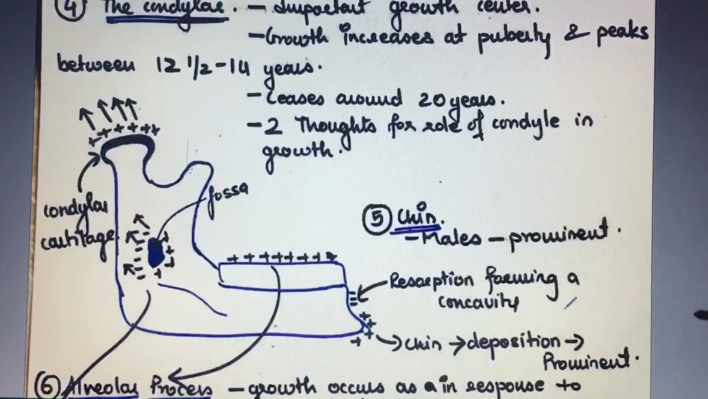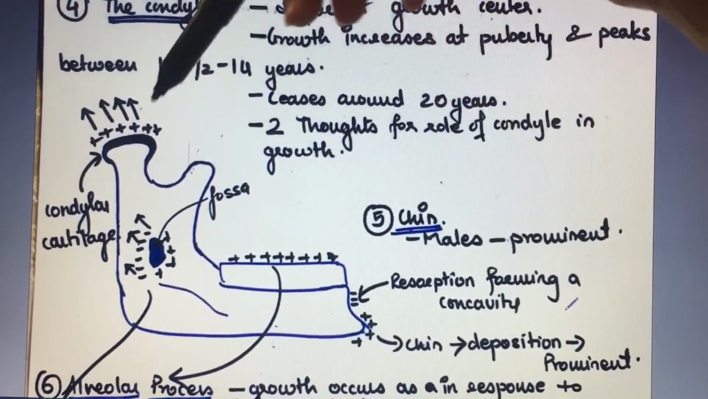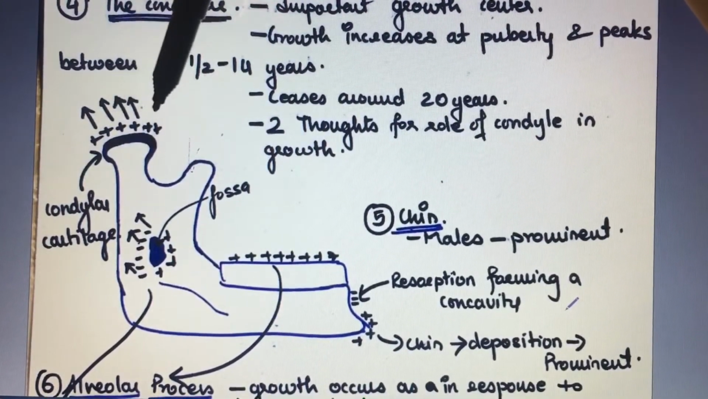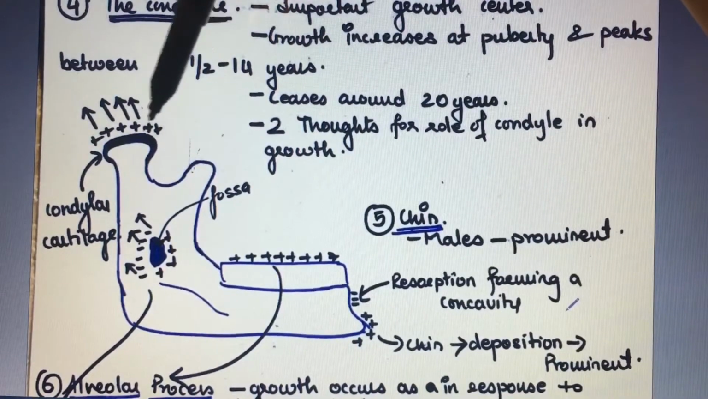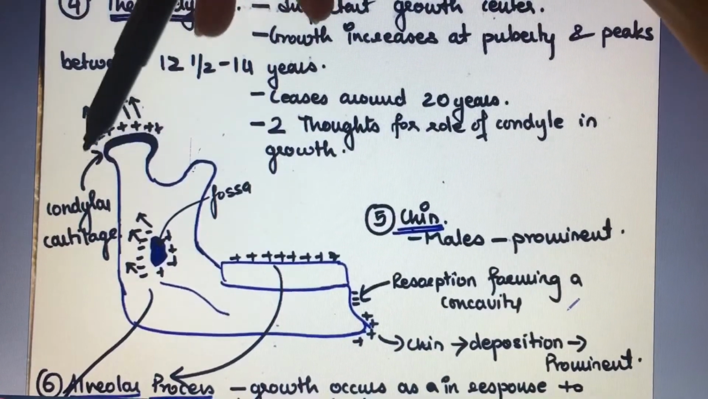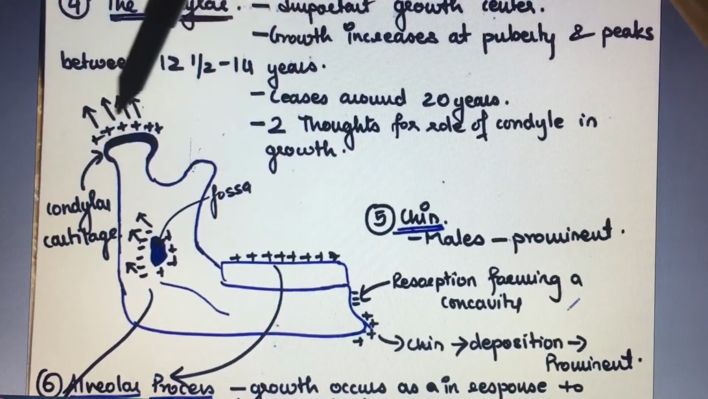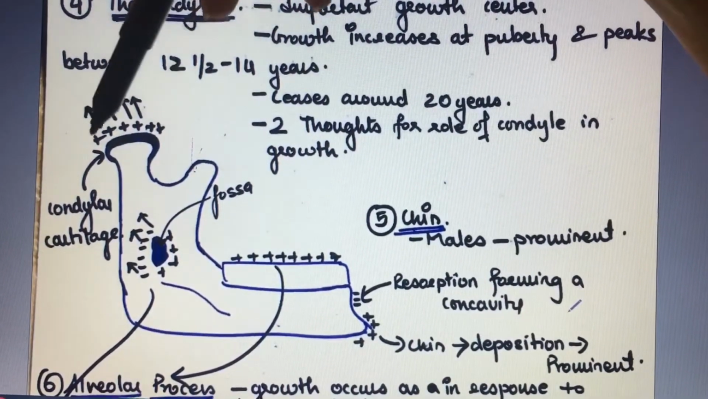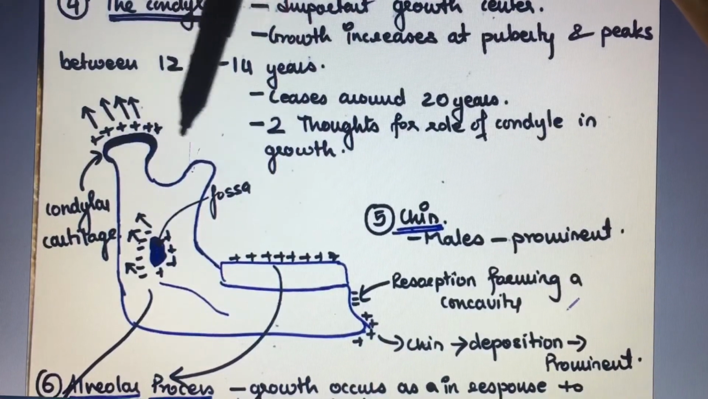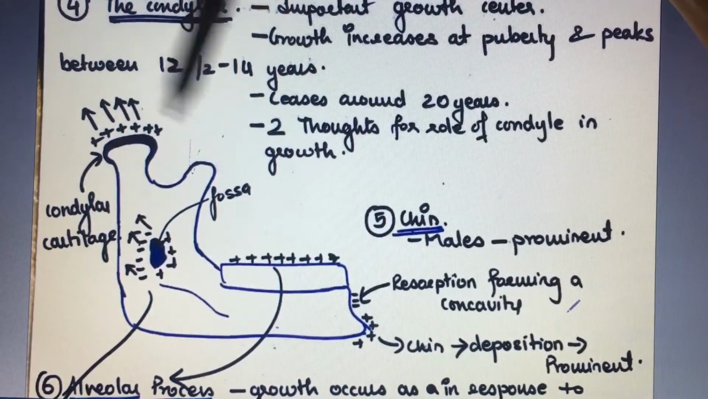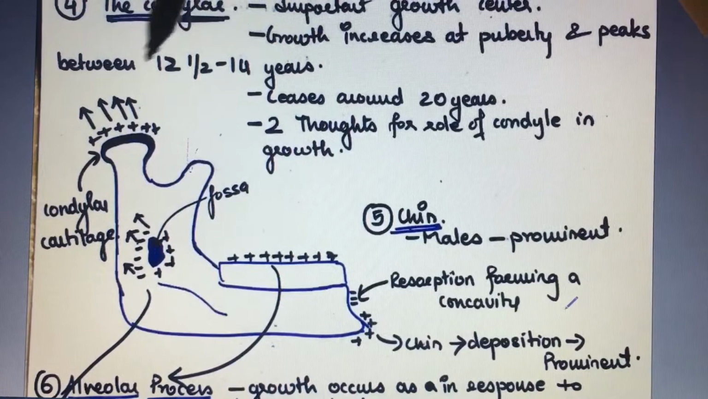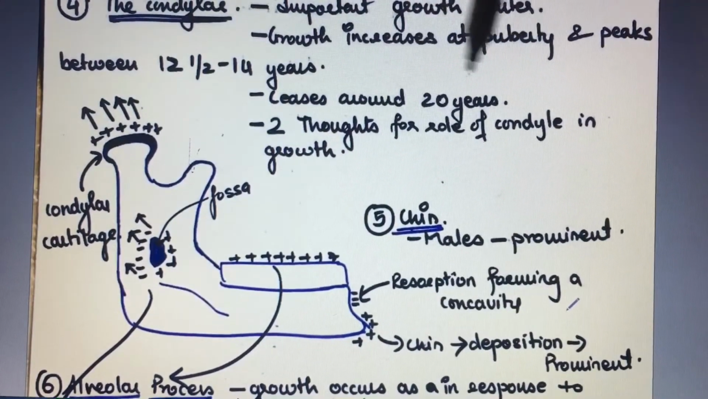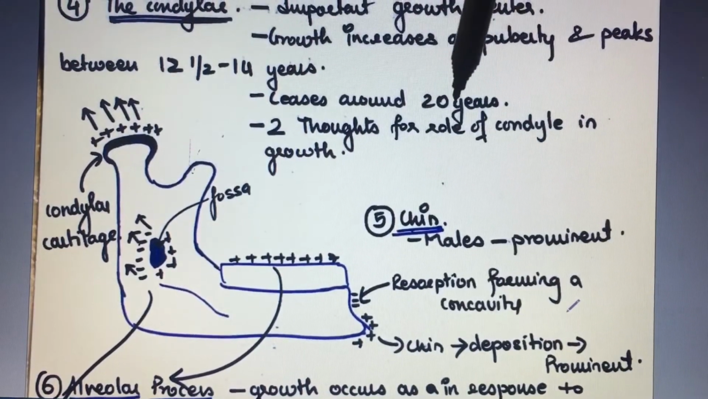So this is the condylar process of the mandible. The condylar process is the most important growth center of the mandible, because this condylar process articulates in the glenoid fossa. So here there will be a glenoid fossa, over which this growth of the condylar process is seen normally in the age between 12 to 14 years, and this growth ceases around 20 years of age.